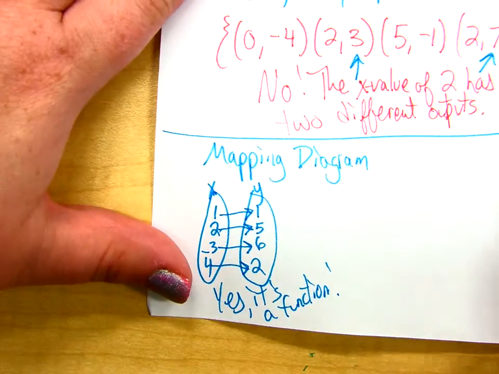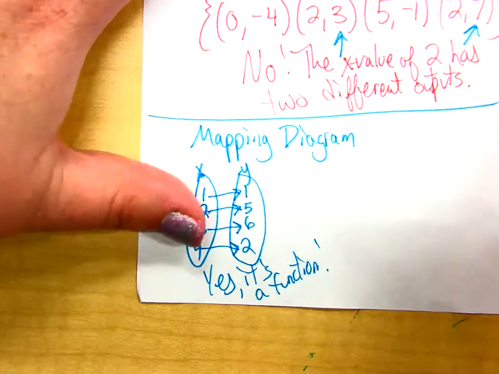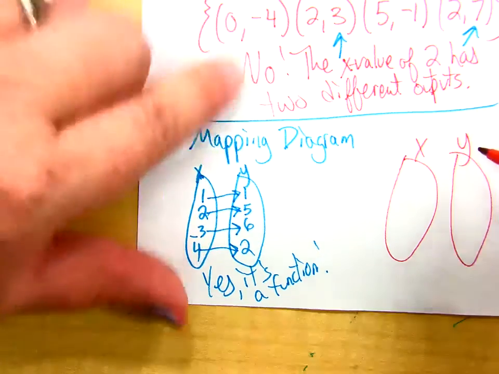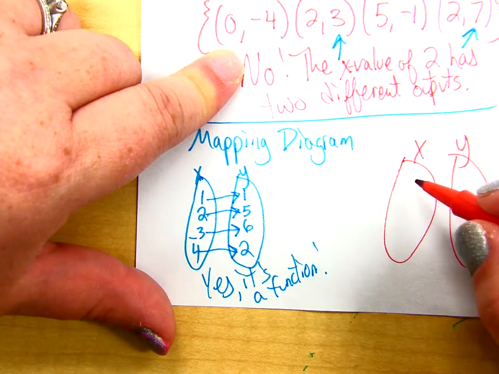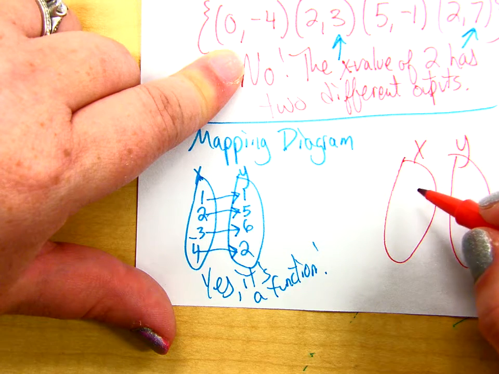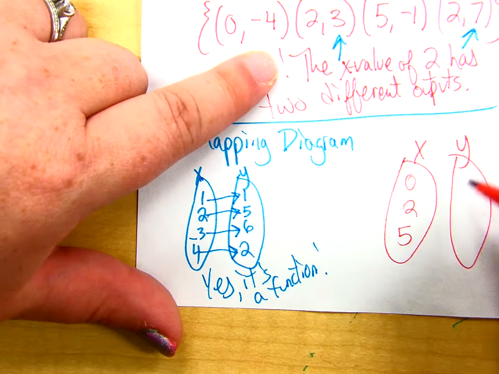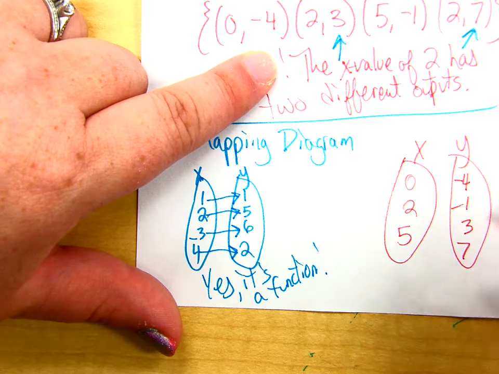I can make a mapping diagram of the other one too. I have x's, I have y's. I'm going to mix up the order now just so it looks a little bit more fun. Let me put them in numerical order: 0, 2, 5. And then on this side I'd have -4, -1, 3, 7.